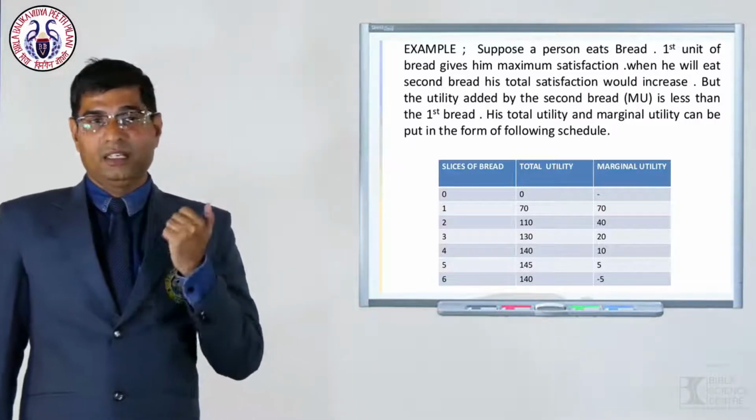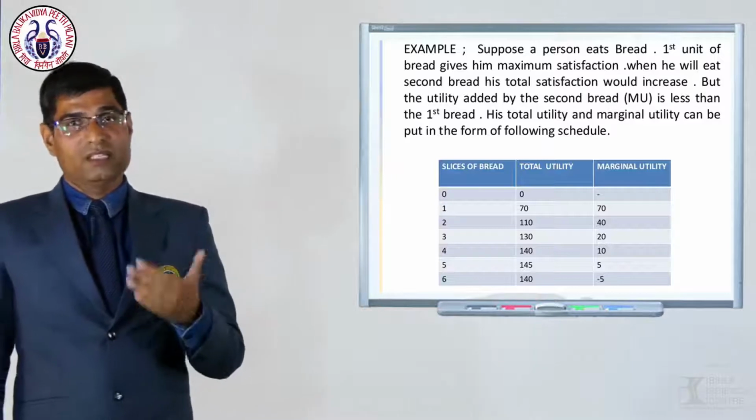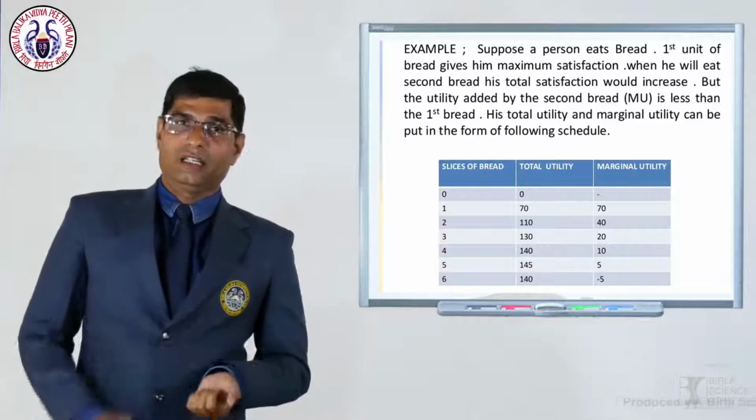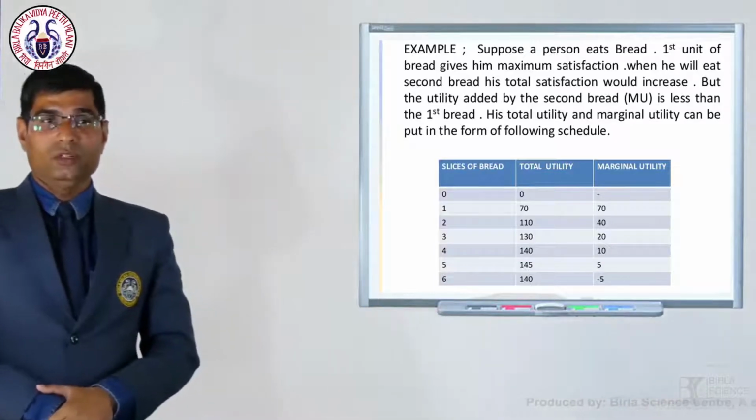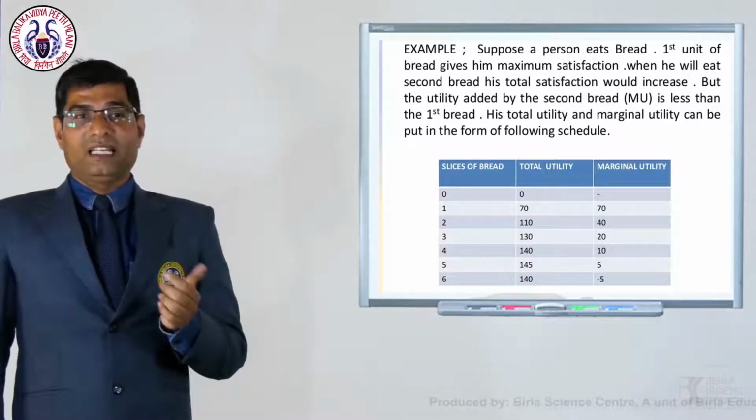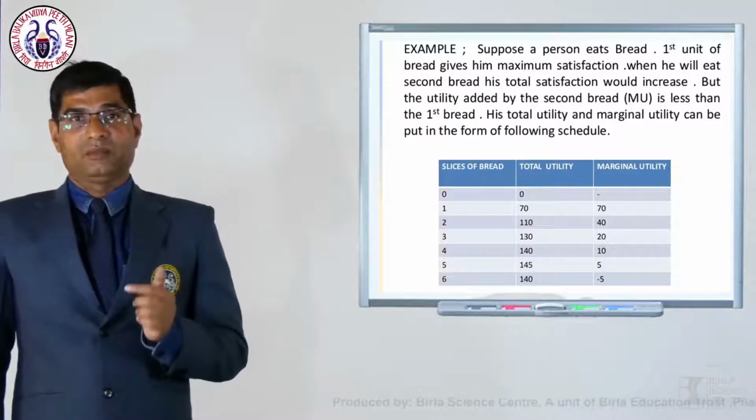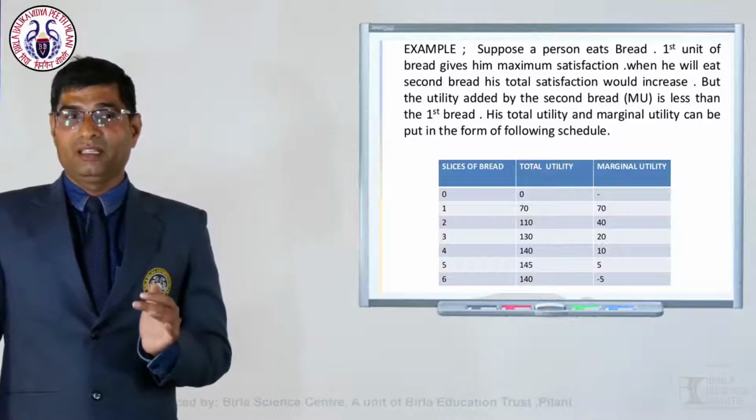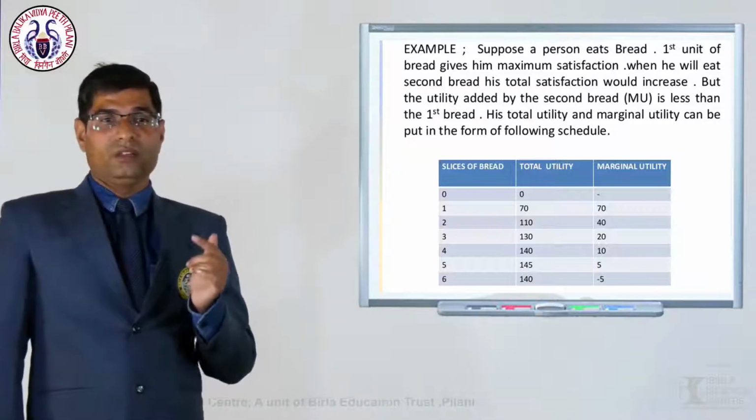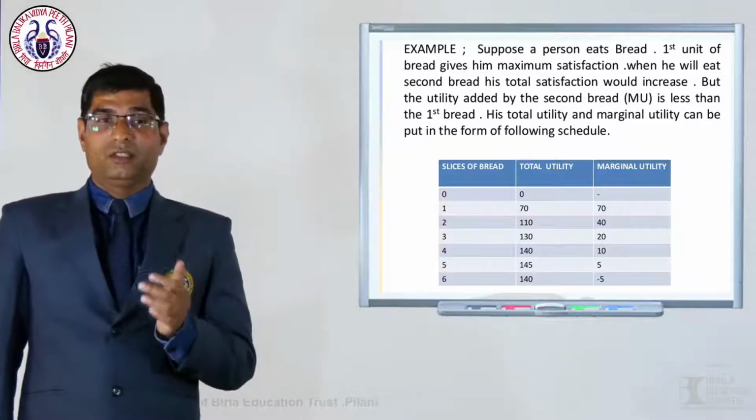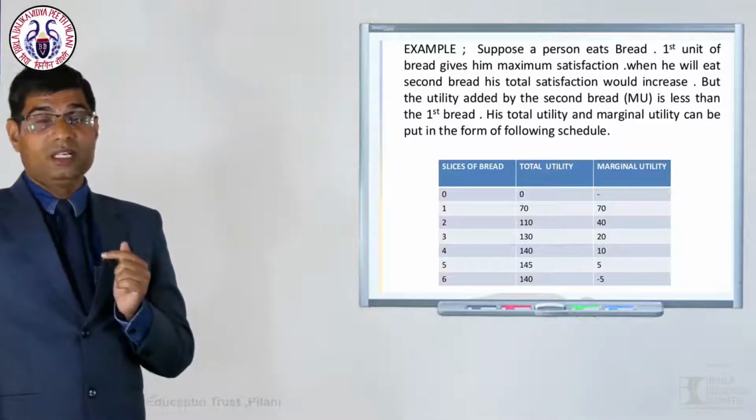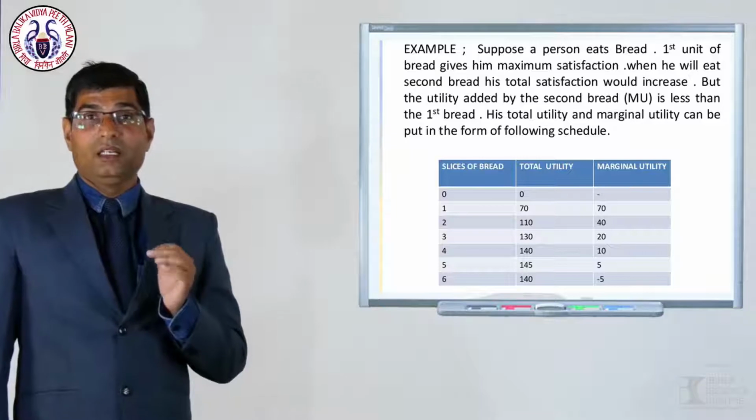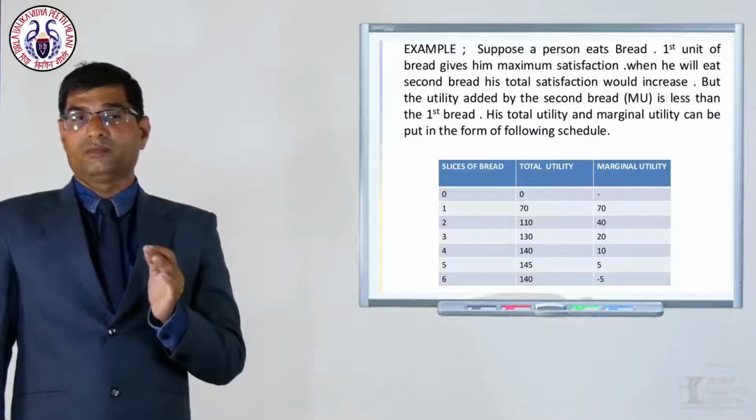So here there are 3 columns in this schedule. First, slices of bread. Second, total utility, and third is marginal utility. So when the first slice of bread is taken, at that time the marginal utility is highest. After that, with each successive unit of bread, the marginal utility is continuously decreasing. And you can see that at 6 units of bread, marginal utility is negative.